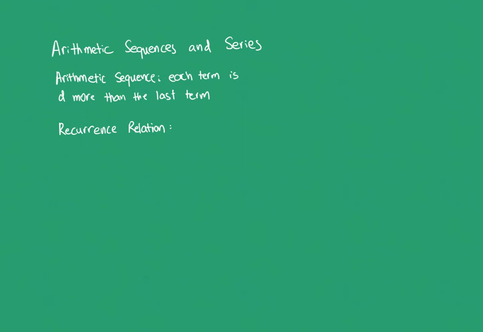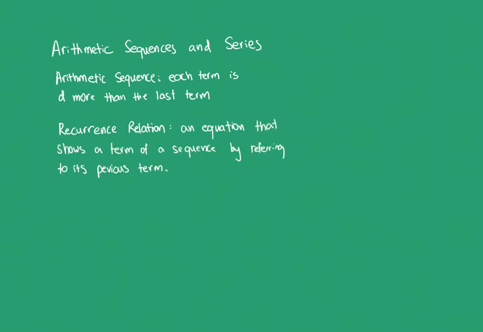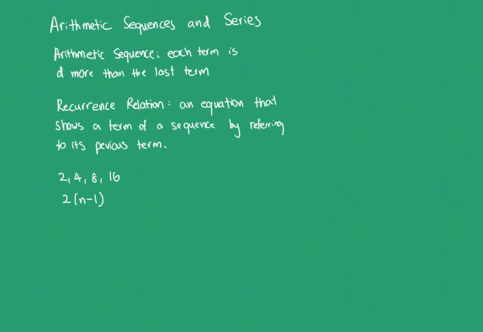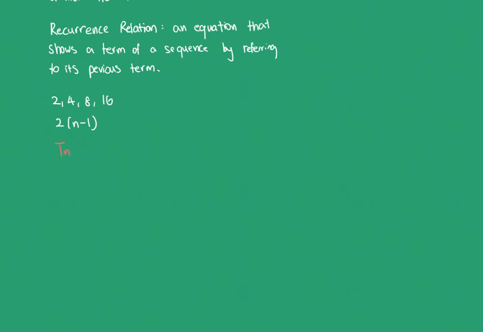Okay, now let me introduce you to another terminology, recurrence relation. A recurrence relation is an equation that shows a term of a sequence by referring to its previous term. For example, the recurrence relation of the sequence 2, 4, 8, 16 would be 2 to the power of n minus 1, where n is the number of the term of the sequence. And in an arithmetic sequence, the recurrence relation would be Tn equals Tn minus 1 plus d. For example, in the sequence 5, 8, 11, 14, in this case, d would be 3.